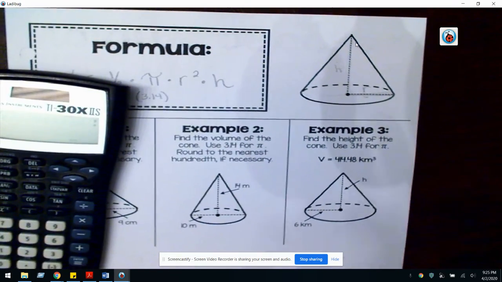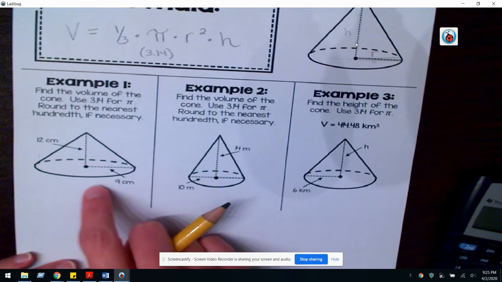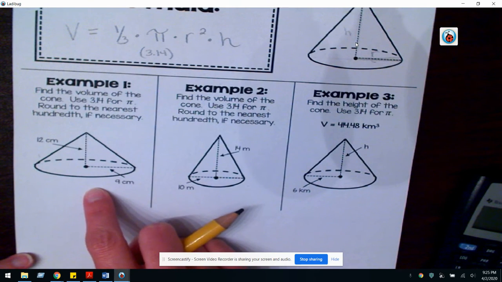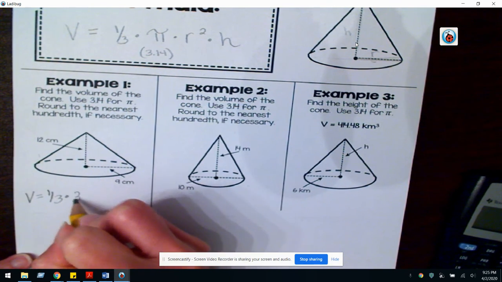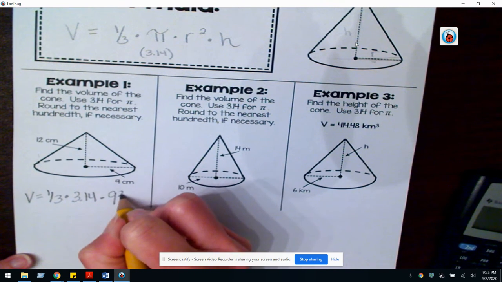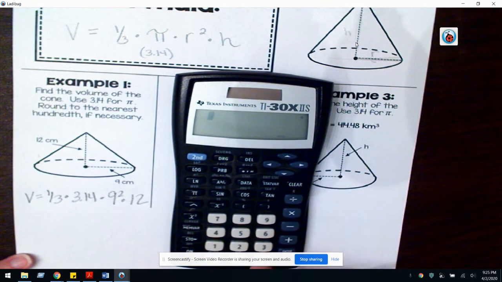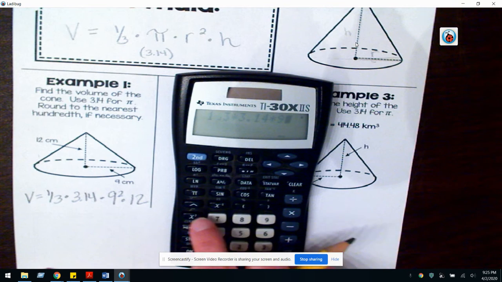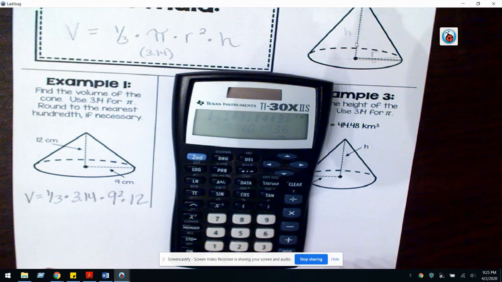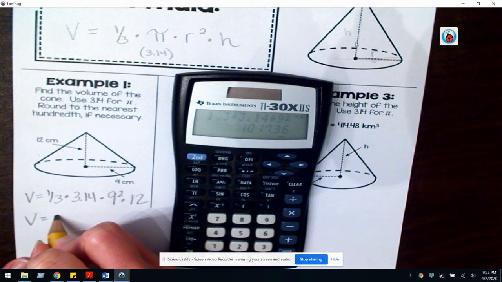Oh, I wish the light in my room would not make this so hard to see. So here we go with an example. We need to find the volume of this cone. So we do 1/3 times 3.14 times 9 squared times 12. I'm going to go to the handy dandy calculator and type that in. 1/3, you guys, this is my fraction key. Do we remember that? 1/3 times 3.14 times 9 squared times 12 equals, and I get, wow, what is that?